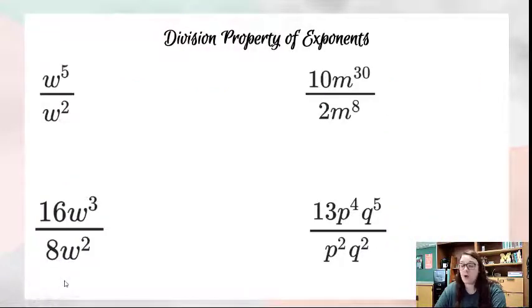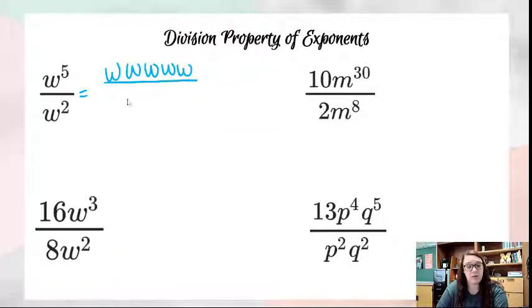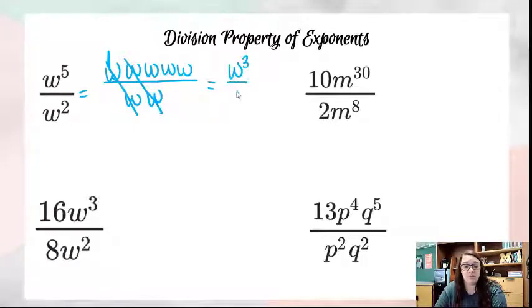Division property. So these are all fractions now. And what I want you to notice is if I write this out the long way, on the top and the bottom, there's actually some canceling that can happen. The w's on top and bottom can cancel, and I'm left with w on top. So I'm left with w cubed by itself, and there's nothing on the bottom, so I could put a 1 down there. Really, I don't even have to write the 1 on bottom at all. So my final answer here is w cubed.